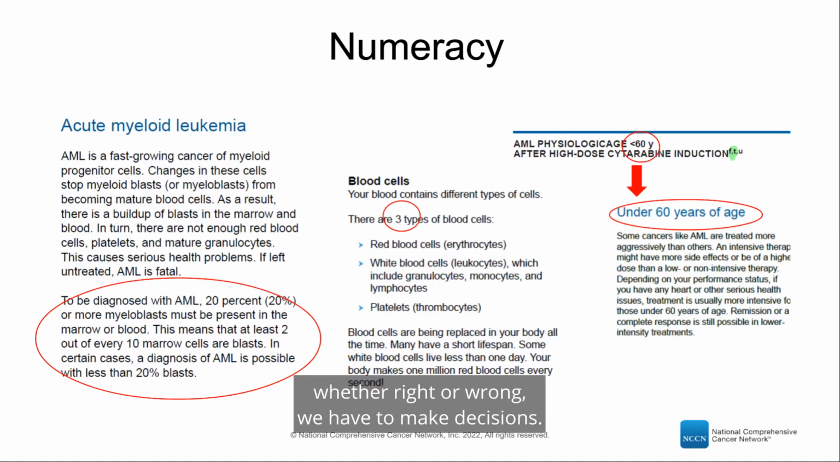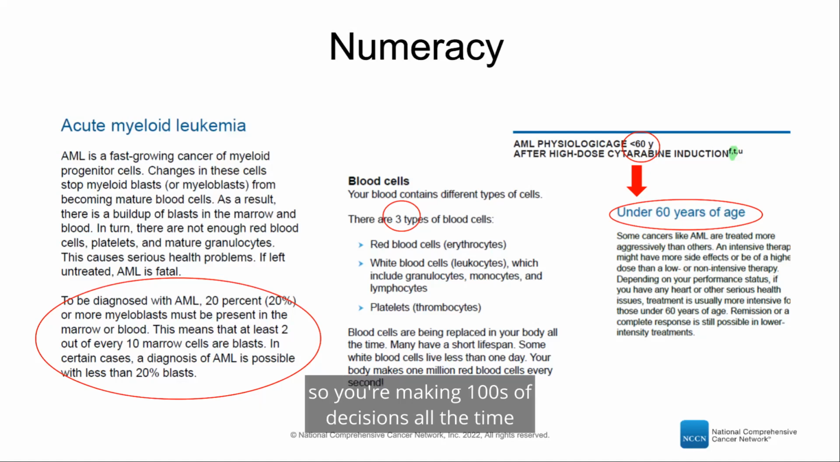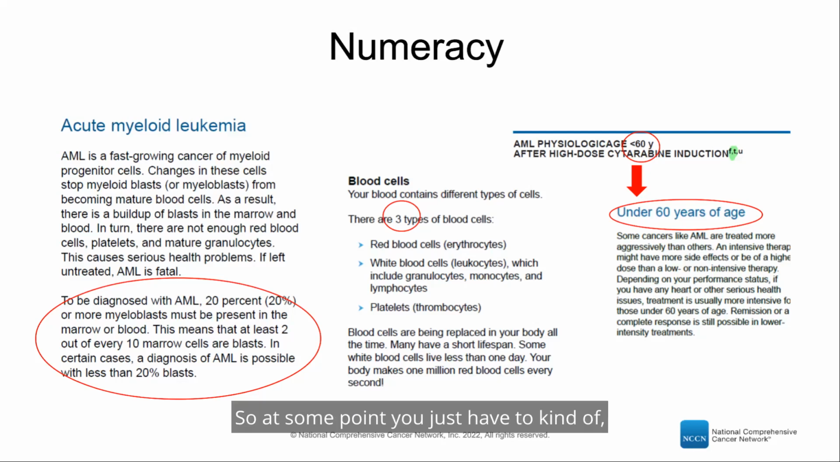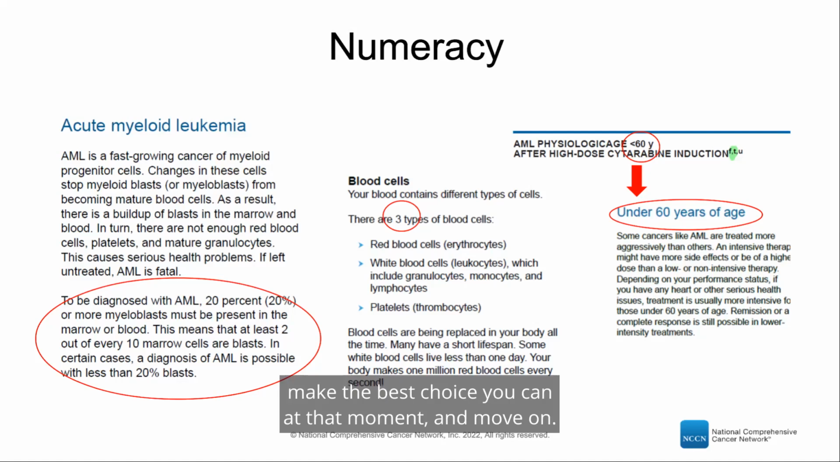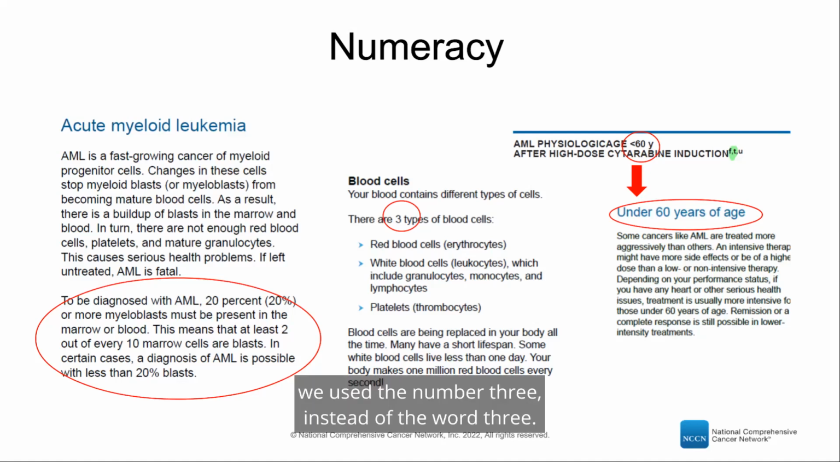Whether right or wrong, we have to make decisions, and the books range from 50 to 100 pages. So you're making hundreds of decisions all the time, and you can spend hours just rewriting sentences. At some point, you just have to make the best choice you can at that moment and move on. And in the center example, we use the number 3 instead of the word three.